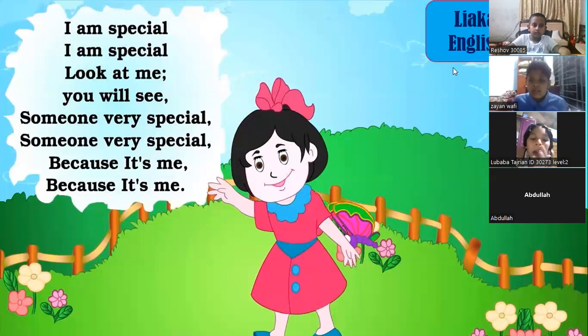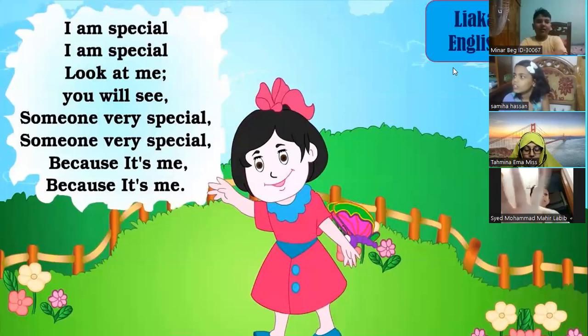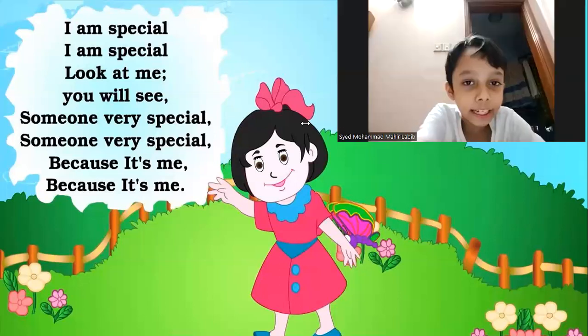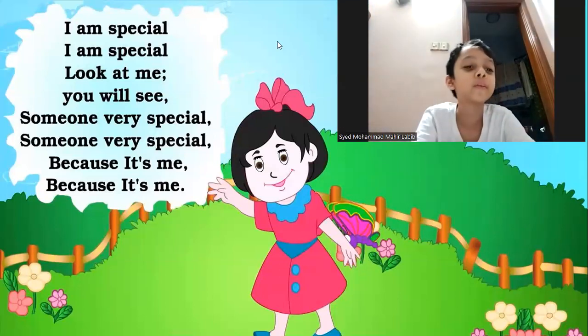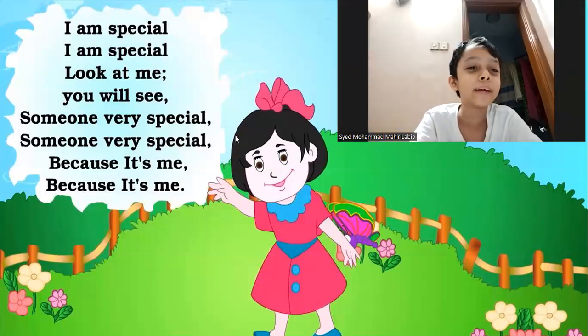Okay, take your time for two minutes, then we're going to hear from all of you. Okay, let's hear from Mahilabib. Miss, can I say it? Yes, you can say it now. I am special. What about the rhyme's name? You have to say the rhyme's name first. My rhyme is I Am Special. I am special, I am special, look at me, you will see, someone very special, someone very special, because it's me.